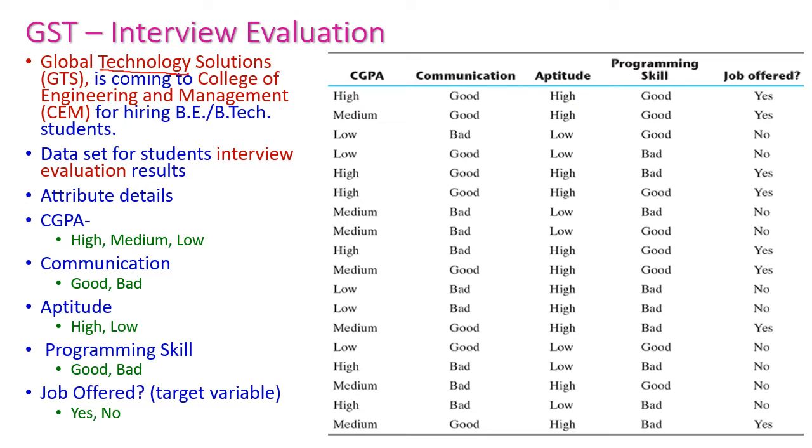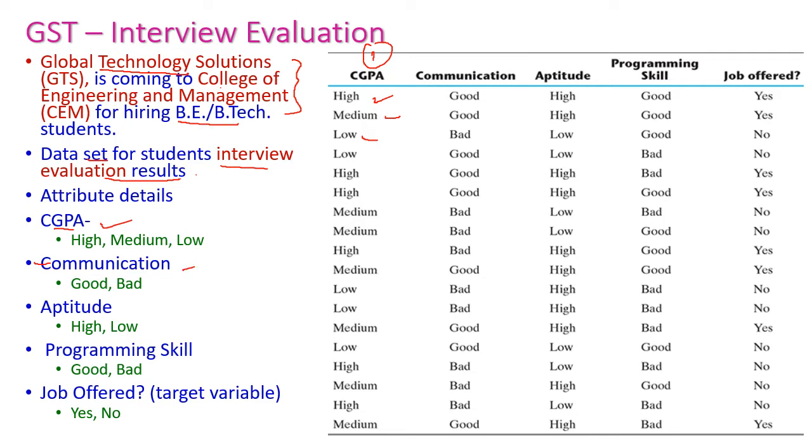Here, Global Technology Solutions will come to a college for hiring BE BTech students based on their interview performance. This is the data set which contains the interview evaluation results of the students, which contains four important attributes. The first one is CGPA. Here, three different values are there: high, medium, low.